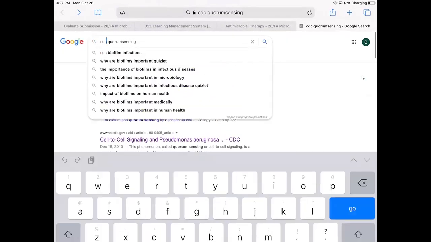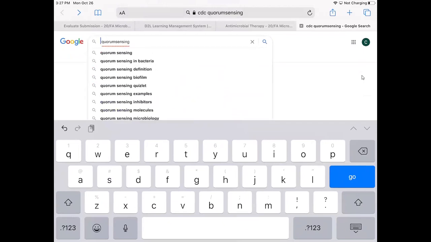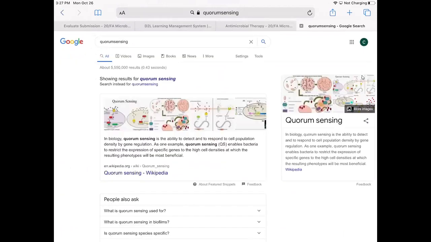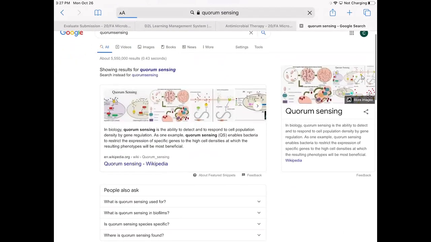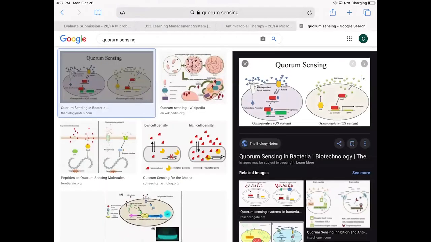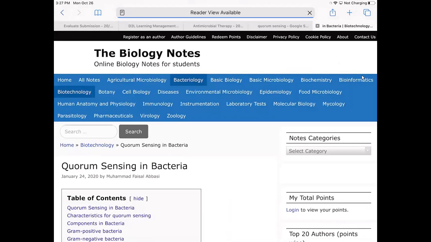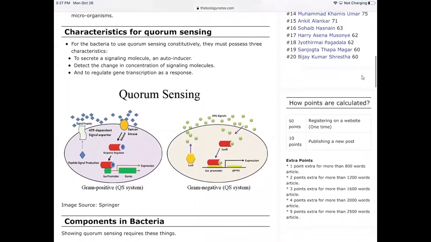So let's see. She was quorum. Oh, look here. Let's see what this is. Somebody's got a picture. Yeah. See, so somebody's figured out. Like we don't have to go over that.